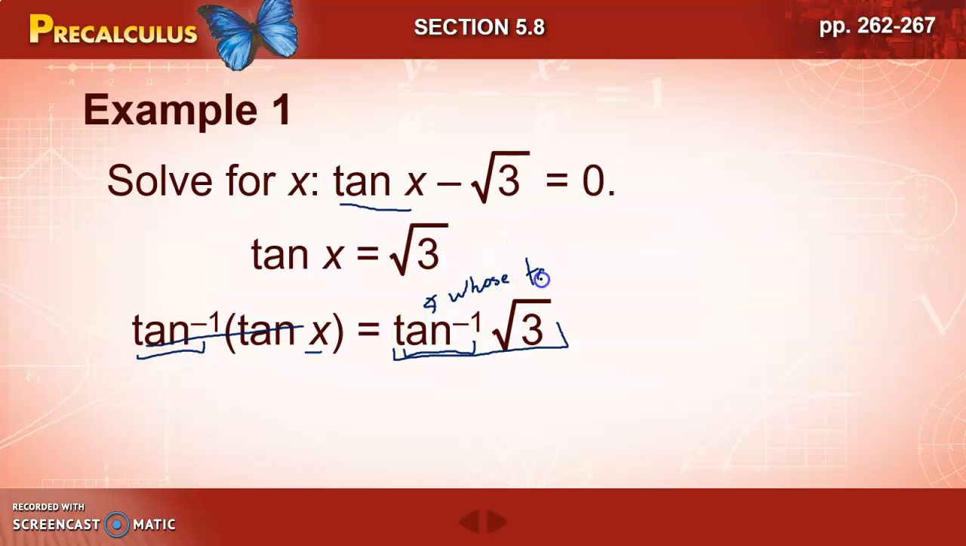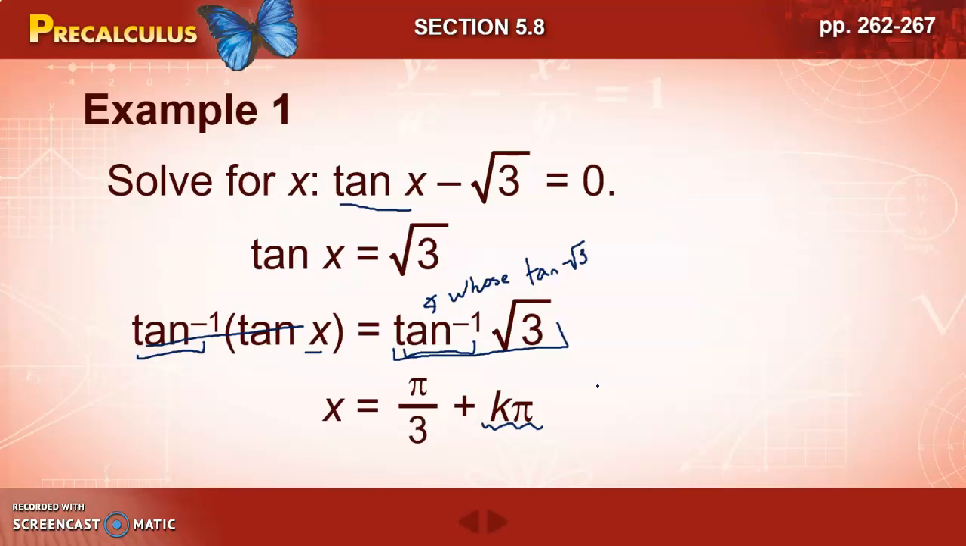is root 3. Now you're probably going to have to refer to the unit circle because I want you to leave this in radians. I don't want you to write it for me as a decimal plugged into your calculator right now. So if we were to look on our unit circle, we would say the angle whose tangent is root 3 is pi over 3. That's in our first quadrant. But if we don't limit our domain to 0 and 2 pi, then we have to add this little piece here. That means constant times pi.